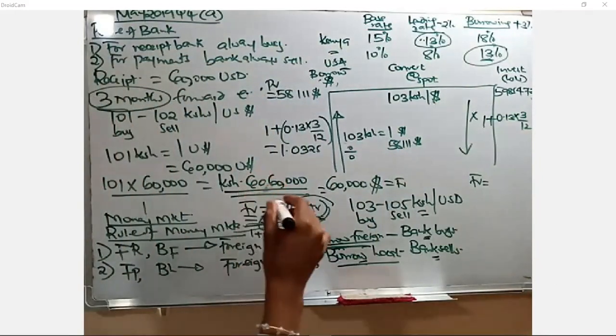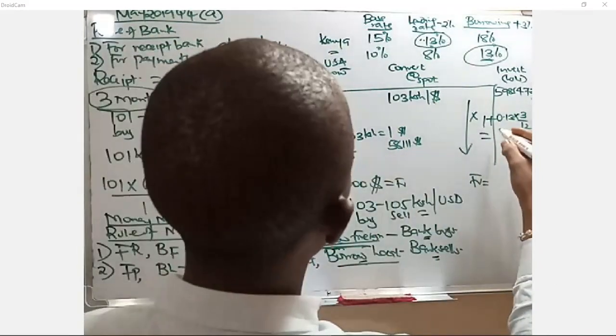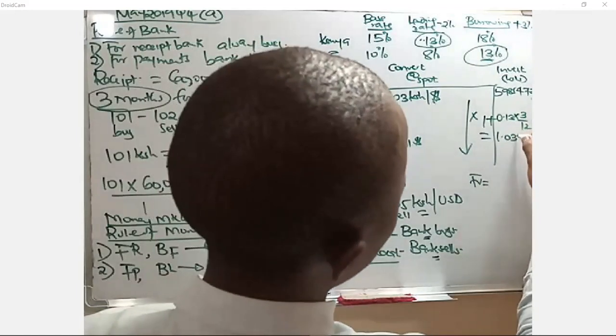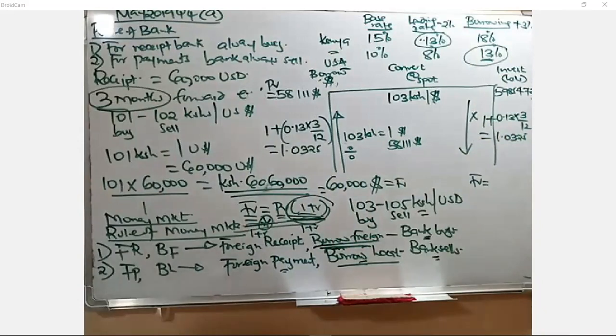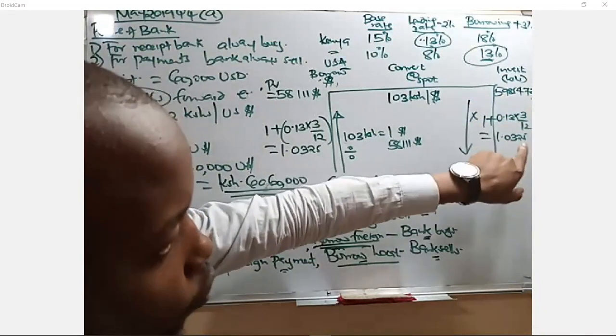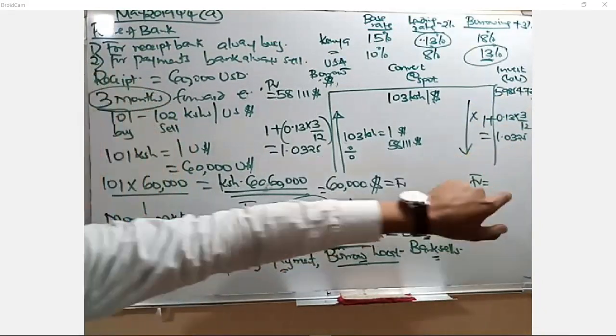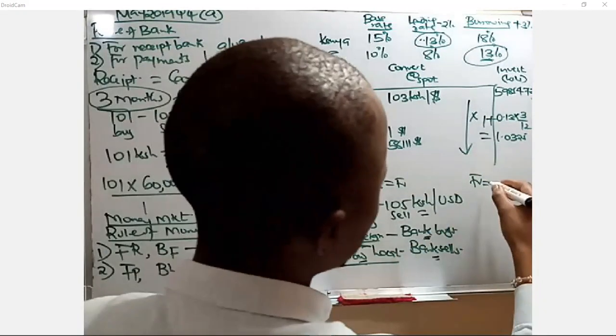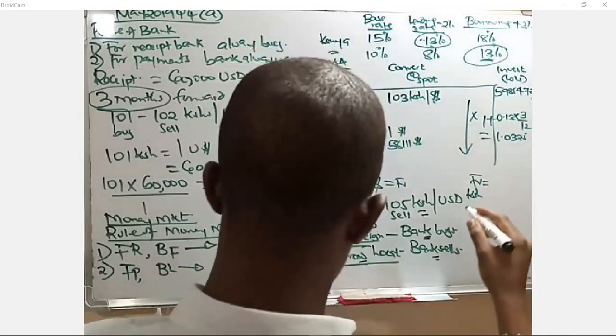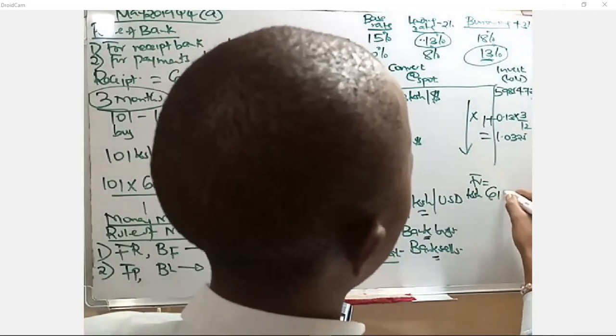So it means your answer will be similar to 1.0325. You multiply because we are going downward. So you take your present value, multiply with your discount rate to get the future value. So I just take my answer, then I multiply by 1.0325. Getting Kenya shillings. We are getting how much? Kenya shillings 61,80,000.